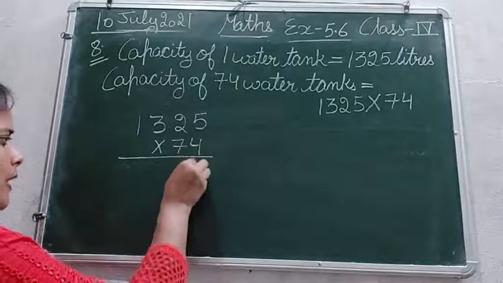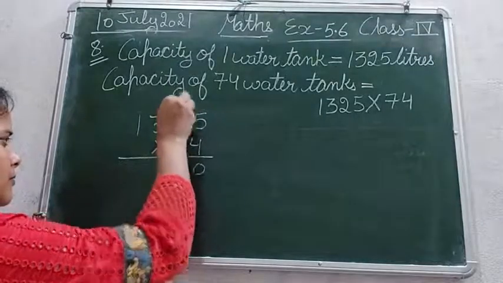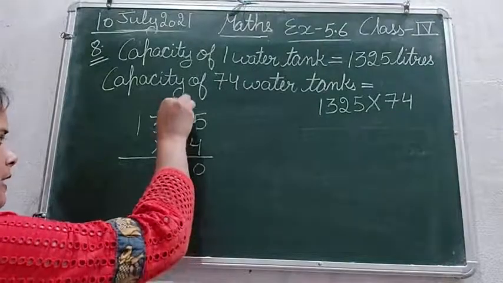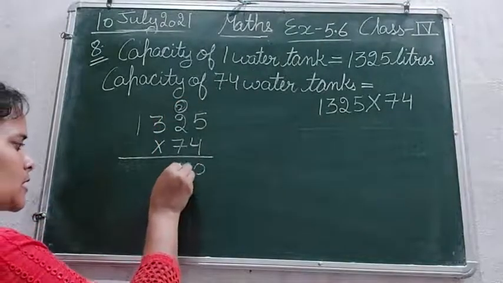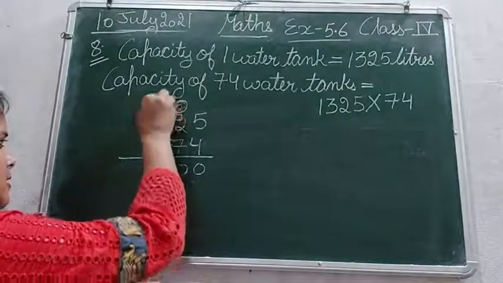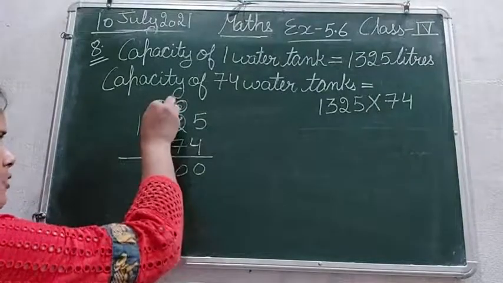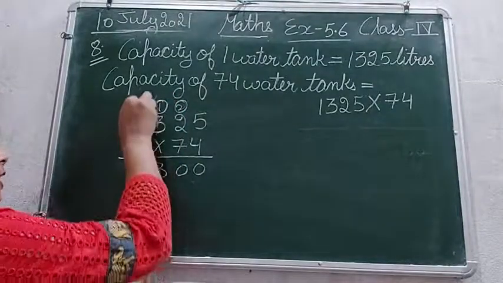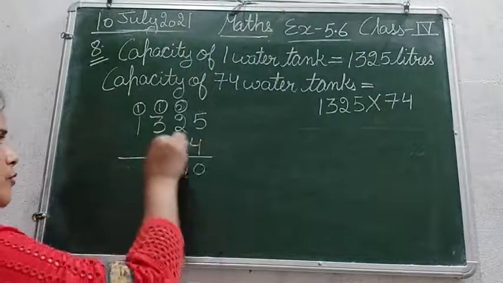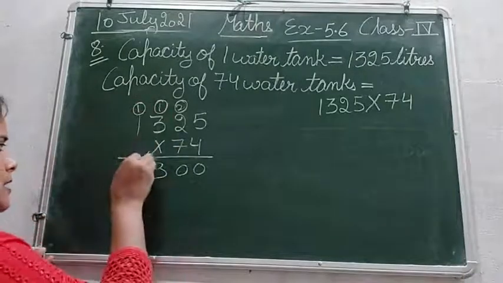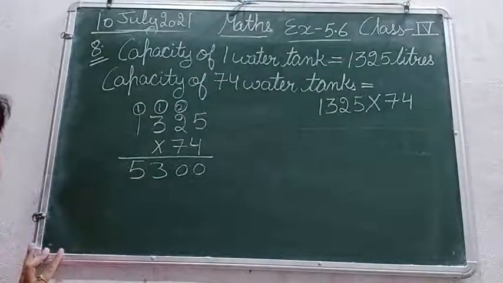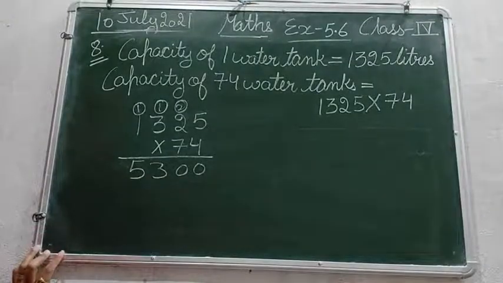4 5s are 20, 0, 2 will be carried above. 4 2s are 8 plus 2. This is 10, 0, 1 will be carried next. 4 3s are 12 plus 1. This is 13, 1 will be carried next. 4 1s are 4 plus 1. This is 5. So we got 5300.